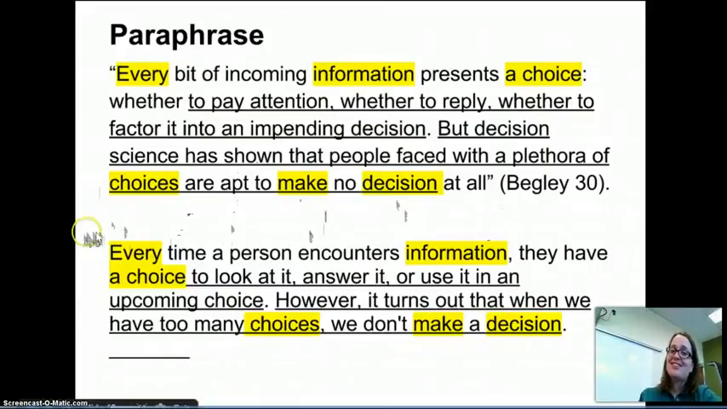Also notice the second example here, the writer on the bottom has not included a signal phrase or an in-text citation. Without that information, it would be plagiarized even if I had used all my words and all my sentence structure. Without that citation, it's still plagiarized. I haven't told my readers, hey, this isn't my idea. I didn't come up with this. I don't study decision science. This was somebody else's idea.